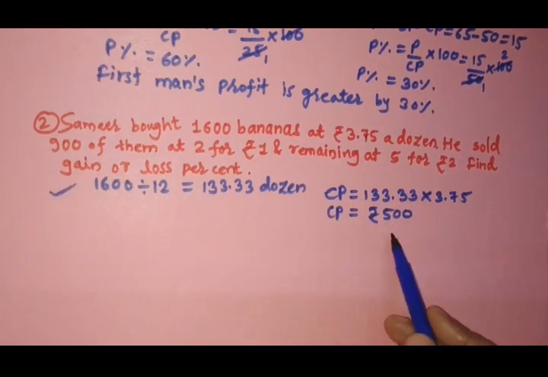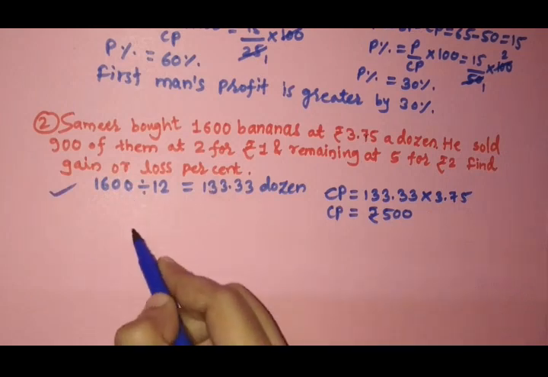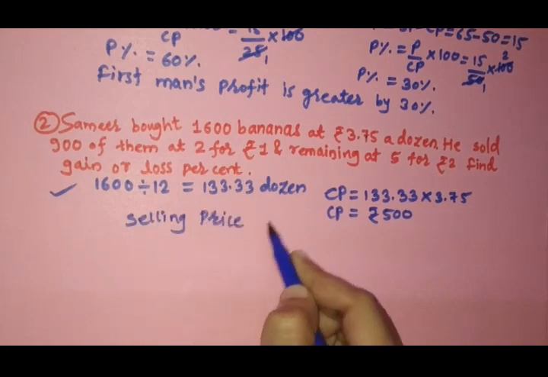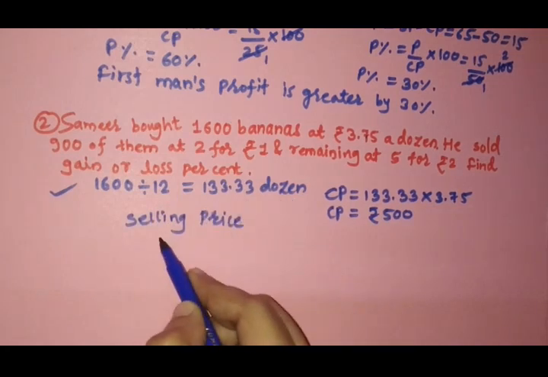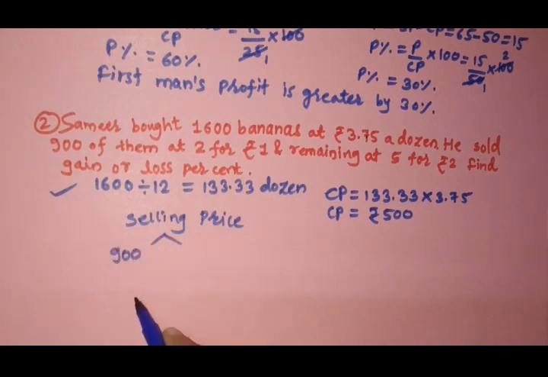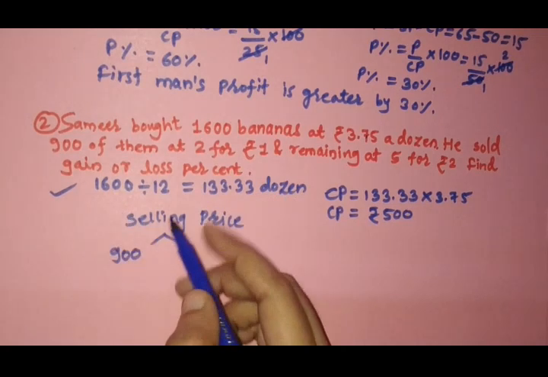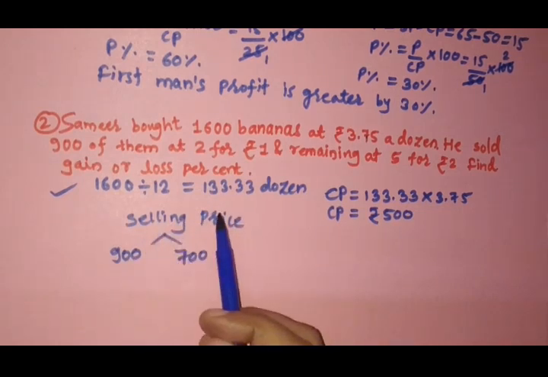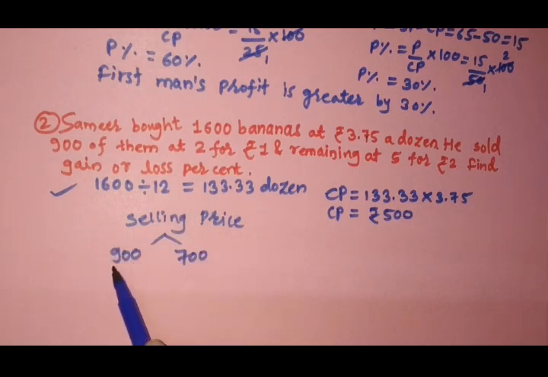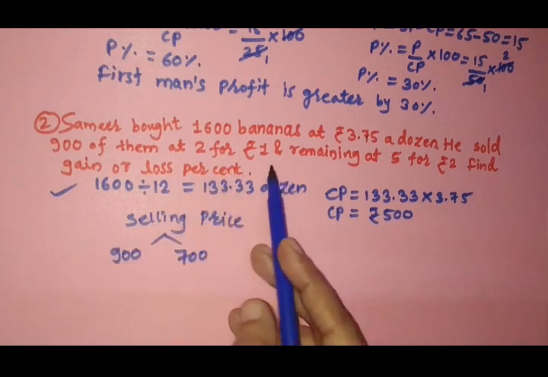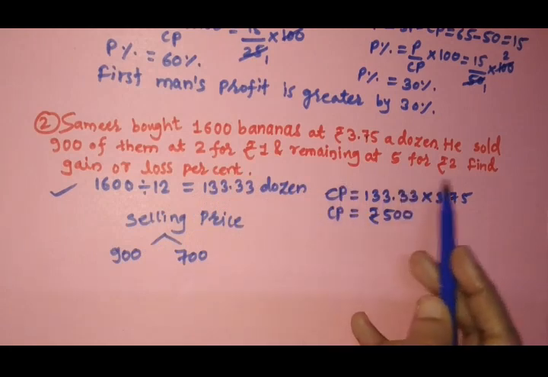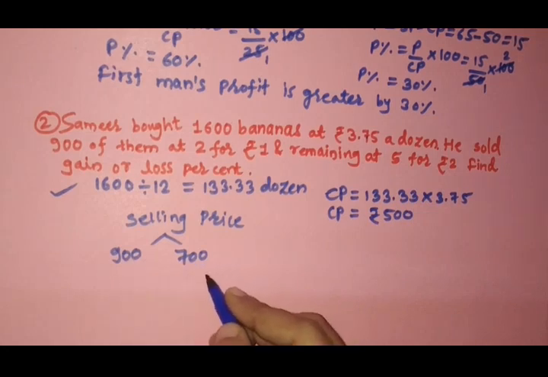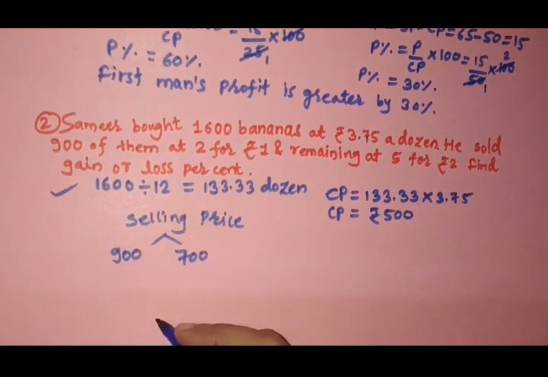So we got one value, that is its cost price. Now we need to get the selling price. So here I'll write down selling price. He performed that selling in two ways. First he sold 900 and then the remaining out of this 1600, that is 700. First he is selling 900 at 2 for rupees 1 and the remaining 700 at 5 for rupees 2. So we need to get the different selling prices, then we'll add and get a combined selling price.